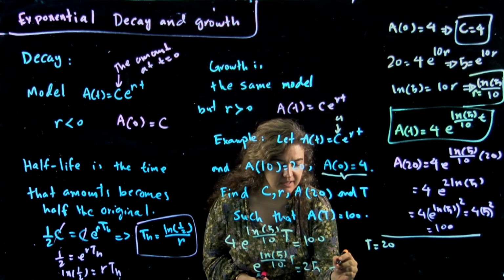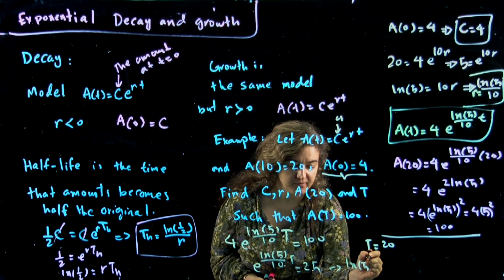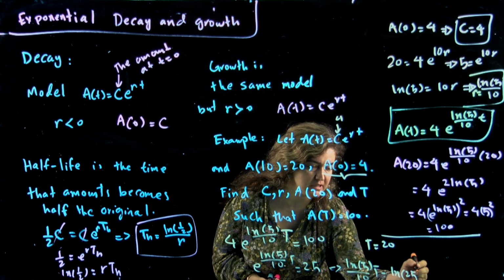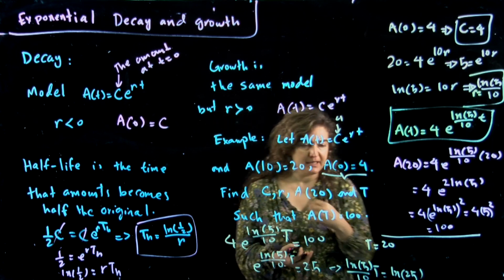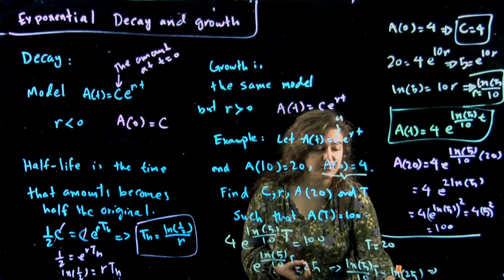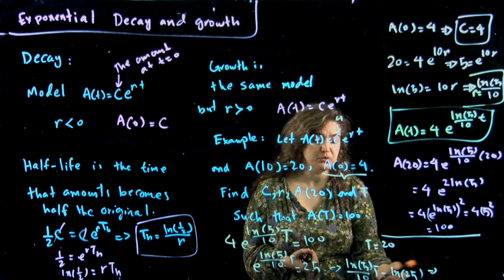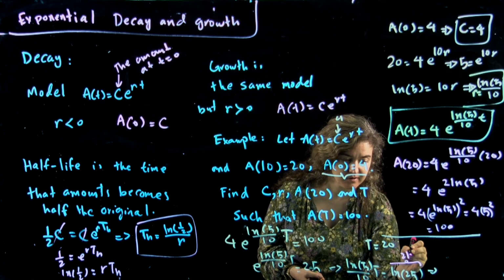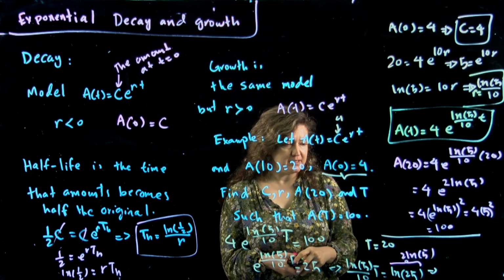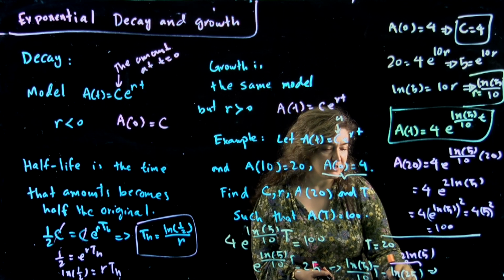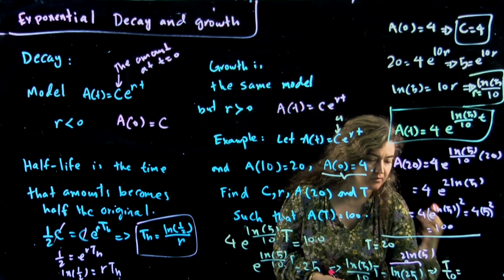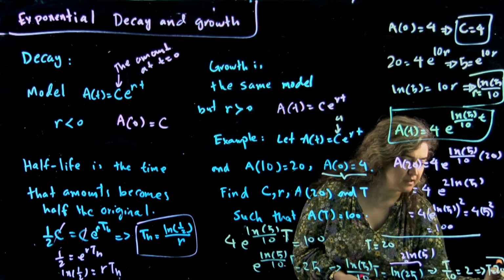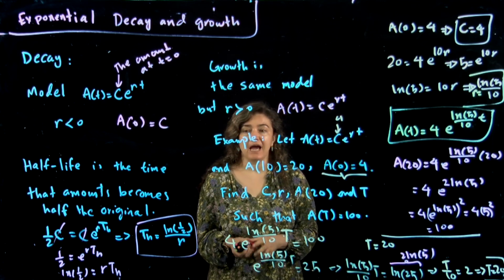Take the natural log of both sides, and you get ln of 5 divided by 10 times t is equal to natural log of 25. You can simplify this. Ln of 25 is actually ln of 5 to the power 2, and therefore it's 2 times ln of 5. Simplify this, and you will get that t over 10 is equal to 2. Therefore, t is equal to 20, which is the same answer that we already had.